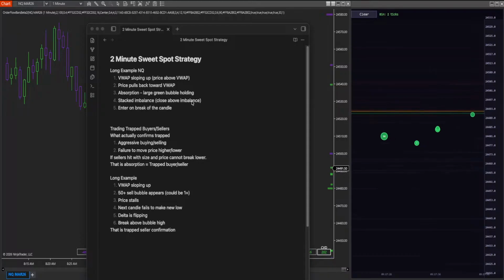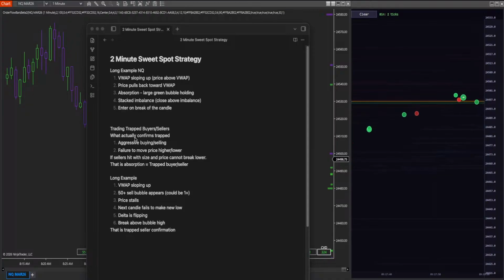stacked imbalance. That's key right there. And that stacked imbalance has to be 50% or higher. The location of it, 50% or higher on the candle from the candle high low, and enter on the break of the candle. Also, trading trapped buyers and sellers. What actually confirms a trapped buyer or seller? Well, it's aggressive buying and selling, failure to move price higher or lower. That is the key right there. If sellers hit with size and price cannot break lower, this is absorption.